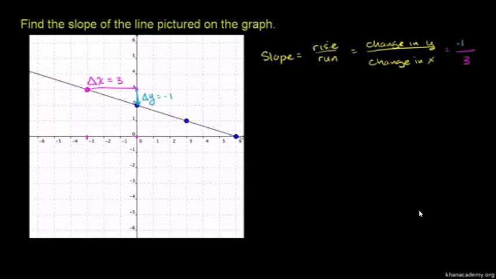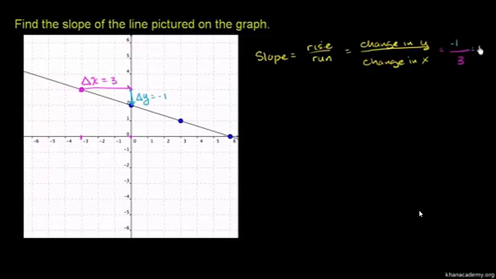Or we could say that our slope is negative 1/3. Let me scroll over a little bit. It is negative 1/3. And I want to show you that we can do this with any two points on the line. We could even go further than 3 in the x direction. So let's go the other way. Let's start at this point right over here and then move backwards to this point over here, just to show that we'll still get the same result.